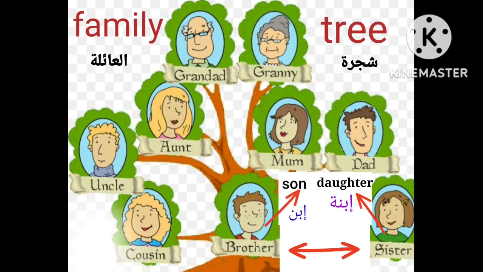family tree. You can find grandparents, so granddad, grandpa or grandfather, granny, grandmother or grandma, mother or mom or mommy, father or dad, daddy, brother, sister. At the same time, they are son and daughter. There are uncle, aunt, and cousins.